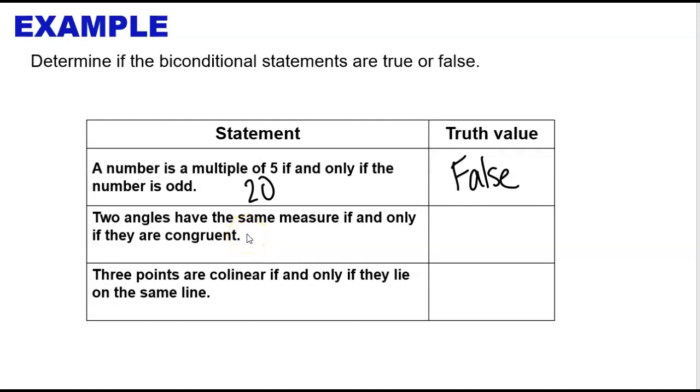The next one says, two angles have the same measure if and only if they are congruent. Well, yeah, it means the same thing, right? If they have the same measure, 40 degrees and 40 degrees, then they're congruent. If two angles are congruent, then we know their measure is the same. This one is true. The last example says 3 points are collinear if and only if they lie on the same line. Yeah, if they're collinear, then they lay on the same line. If they lay on the same line, then they're collinear. This would be true.